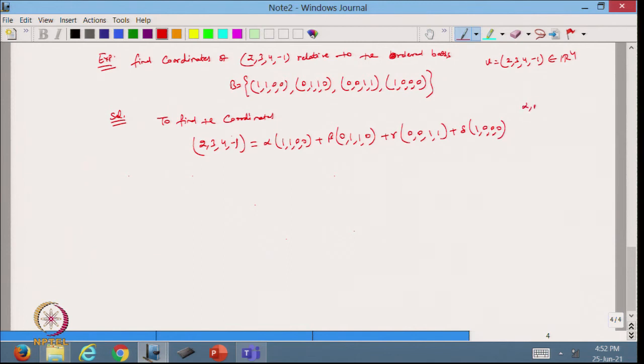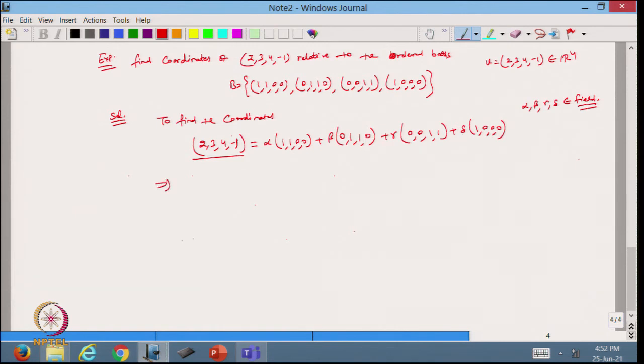where alpha, beta, gamma, delta belong to the scalar field. These are scalars coming from the field. I am taking them as real numbers here. Now, we need to find alpha, beta, gamma, delta, because these are the coordinates of this vector related to the basis B.